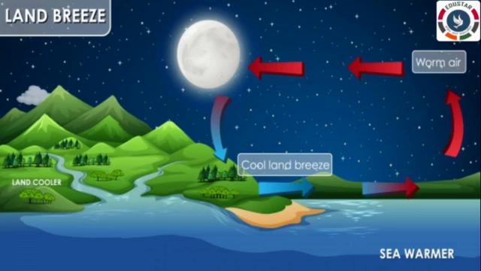How does land breeze occur? At night, land cools down faster than the sea. The warm air above the sea rises up and cool air from the land blows towards the sea to take its place. This is the process of sea breeze and land breeze. Do you understand, kids?